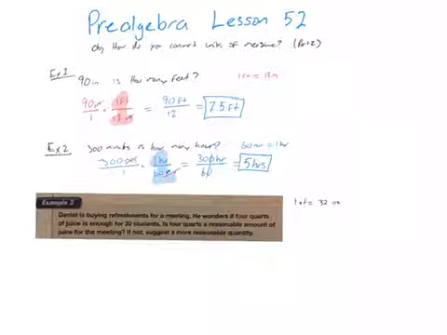This is example 3, literally right out of the book. I took a picture of it. Daniel is buying refreshments for a meeting. He wonders if 4 quarts of juice is enough for 30 students. Is 4 quarts a reasonable amount of juice for the meeting? If not, suggest a more reasonable quantity. So let's convert this. We have 4 quarts.